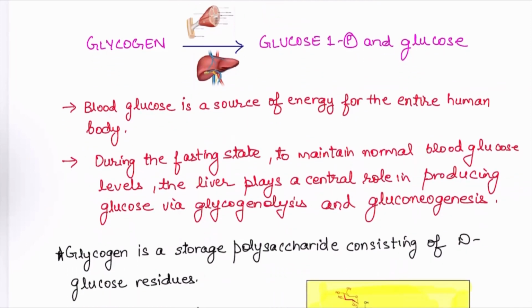Since we know that blood glucose is a source of energy for the entire human body, whenever a person fasts, to maintain normal blood glucose levels, the liver plays a central role in producing glucose via glycogenolysis. There is one more pathway which works parallel to the glycogenolysis pathway, and that is called gluconeogenesis.